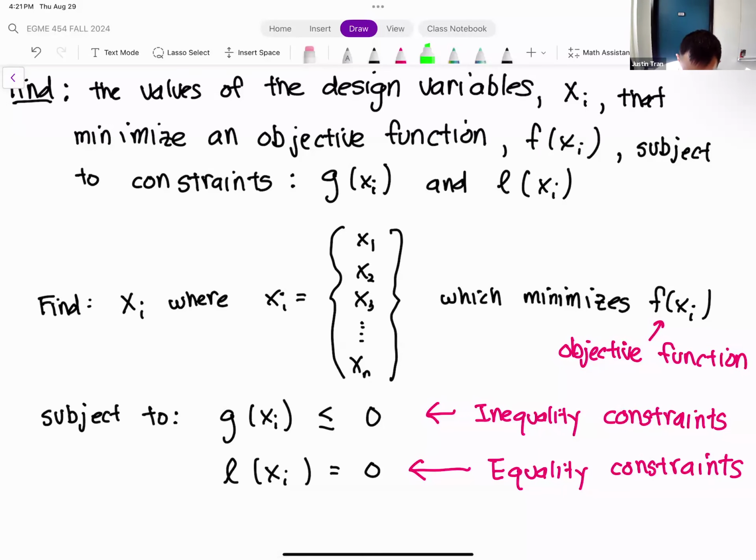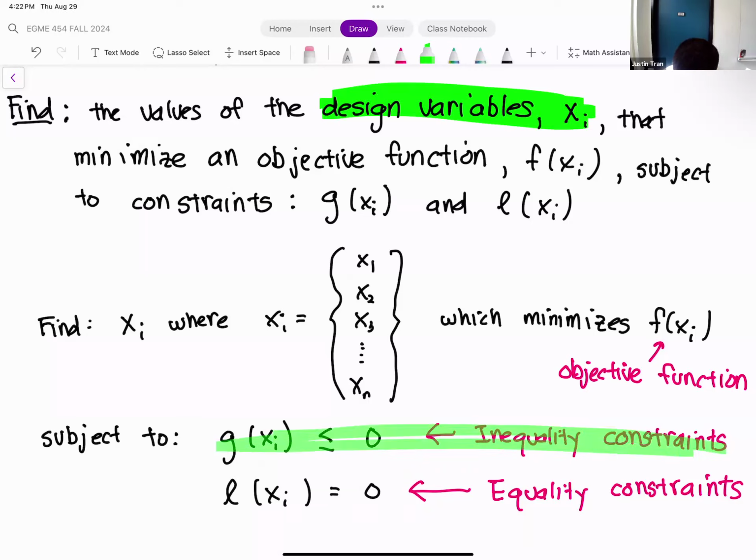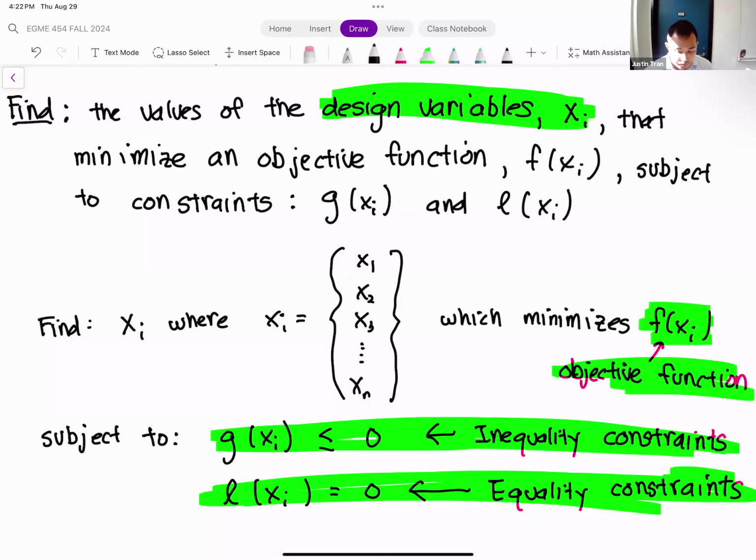The parts that I want to focus on here, that we're going to give more careful definitions to, are the design variables. We're going to define that first. Next, we have the constraints, so we're going to talk about those. And then also the objective function as well. So that's 4 definitions that we need to go over. So let's start with the design variables.